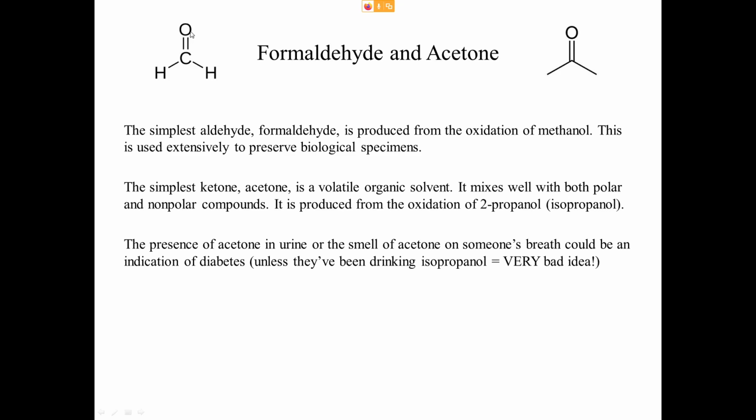Okay? And this is the aldehyde used in preservatives. You may have seen some old jars in your biology lab or in an anatomy lab. It's an older anatomy lab that uses formaldehyde to preserve tissue.